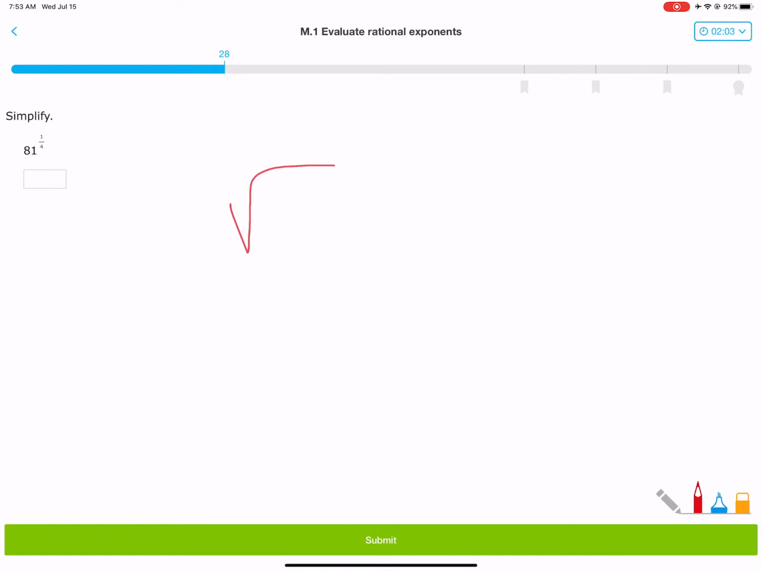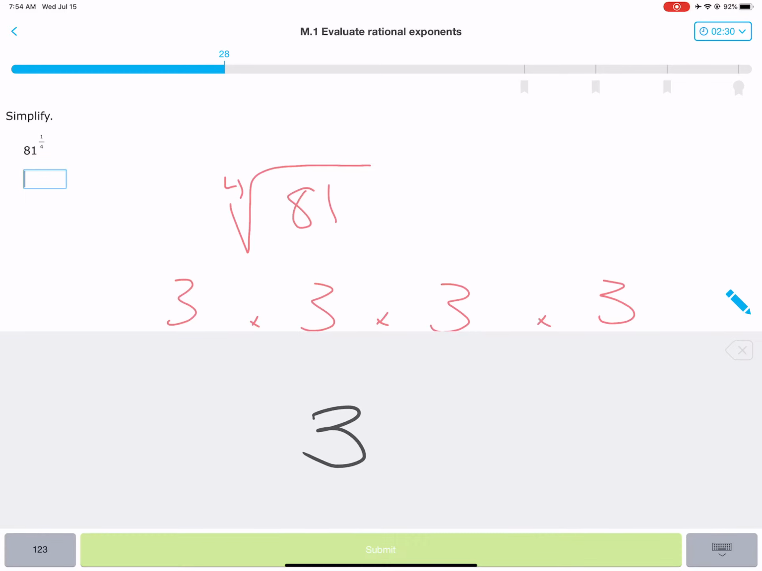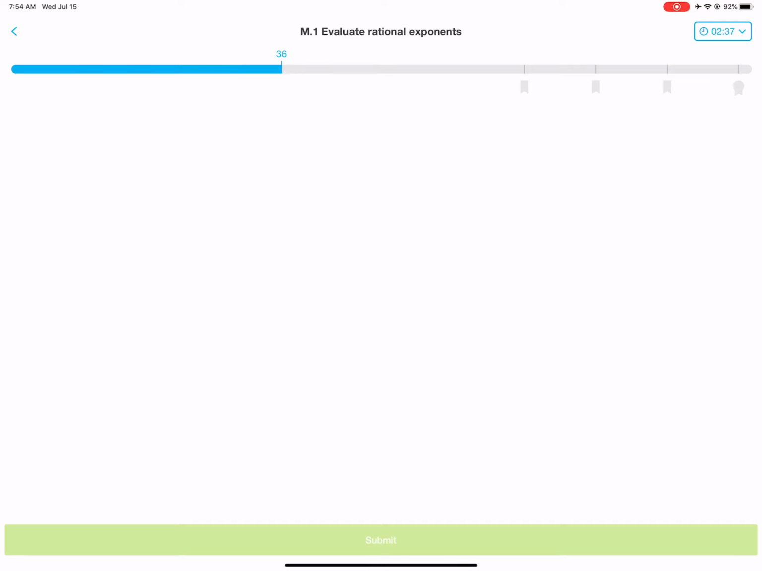Fourth root of 81. So what number? We have to multiply the same number 4 times. So 3 times 3 times 3 times 3 is 81. So yeah, 3 to the 4th power is 81. Okay.